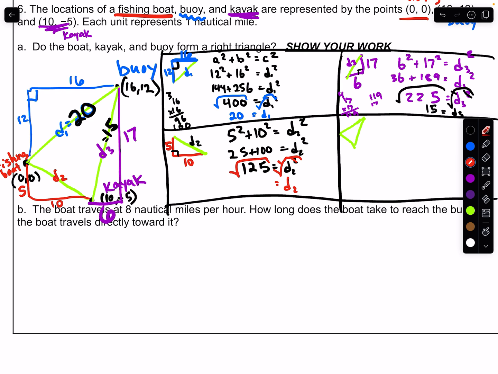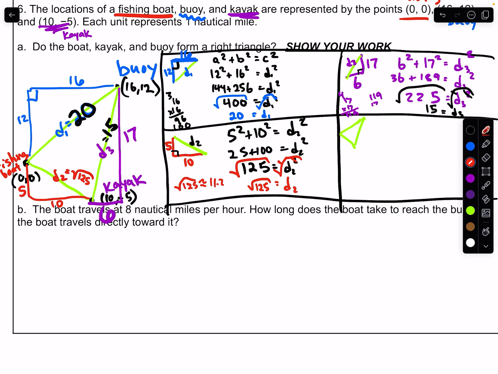So I'm just going to double check my work, make sure I don't make any mistakes. But yeah, 125 is not a perfect square. So I know 12 squared is 144. I know 11 squared is 121. So this is going to be the square root of 125, which is a little more than 11. I'll guess 11.2 for the time being. But that is not going to be very pretty. That's all right, whatever. I'll leave it as the square root of 125 for now. I don't need to approximate it. And for here, I'm going to write D2 equals the square root of 125.